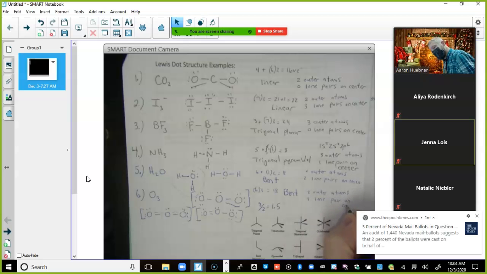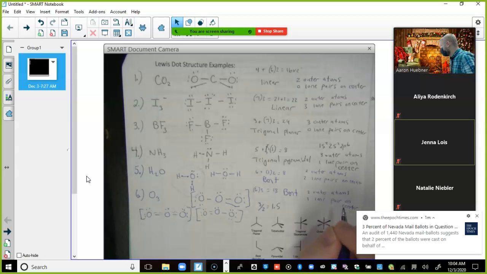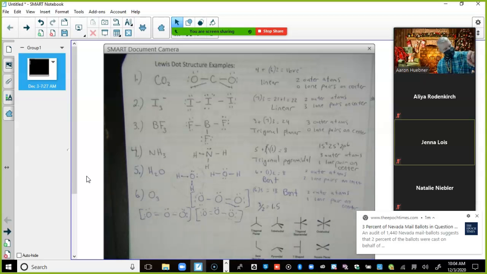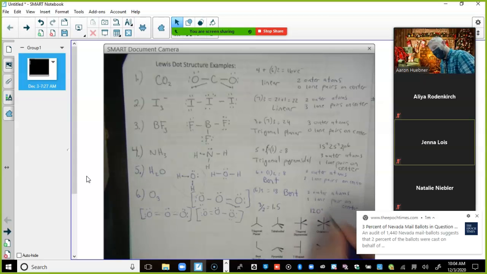So what is that going to change? Well, the thing that's going to change is the bond angle. If you got a bent molecule with just 1 lone pair in the center, it's a bond angle of 120. Yeah, 120 degrees.